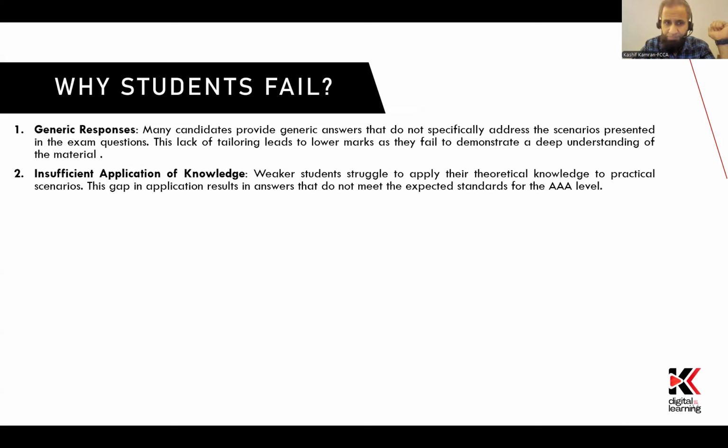Number two, insufficient application of knowledge. You're not applying knowledge well. Your knowledge is weak. A lot of time the students who fail in 30s, that means you don't have the right knowledge for AAA. The student who fails in 40s, you're lacking practice. So anytime a student comes to me and says, I failed in 30s, I tell him that you need to take a full course because you have insufficient knowledge.